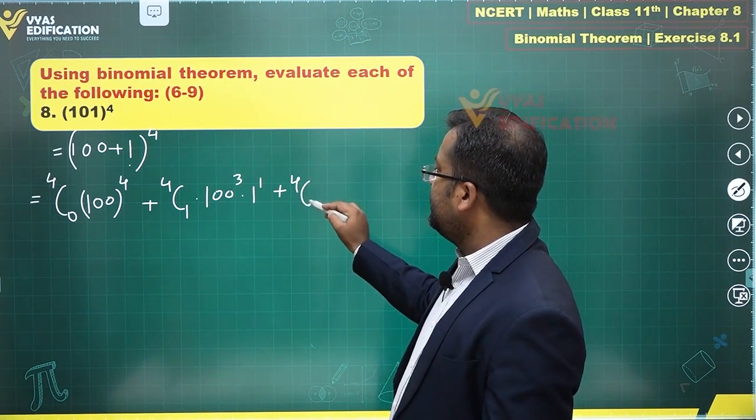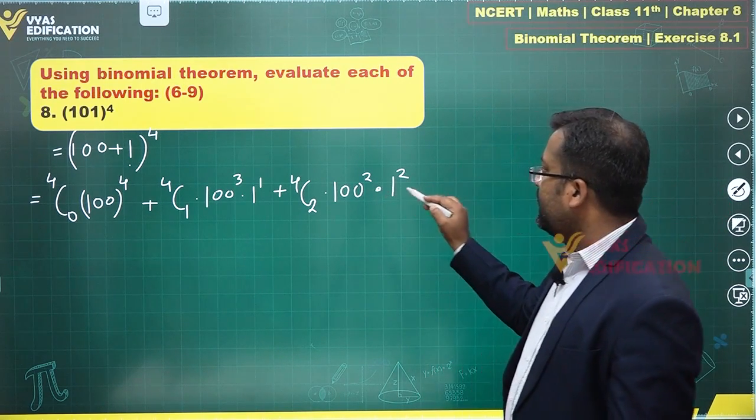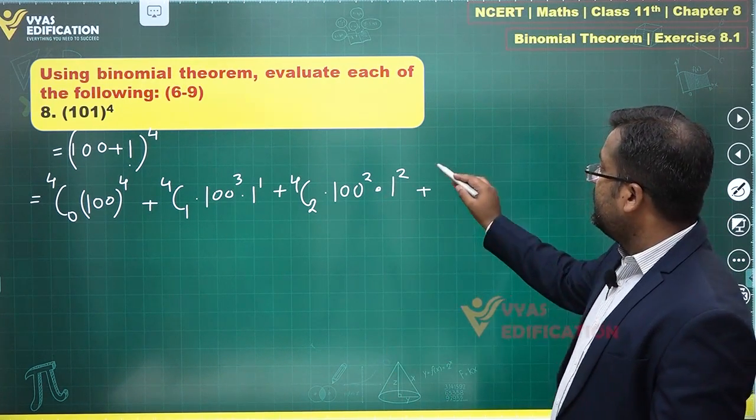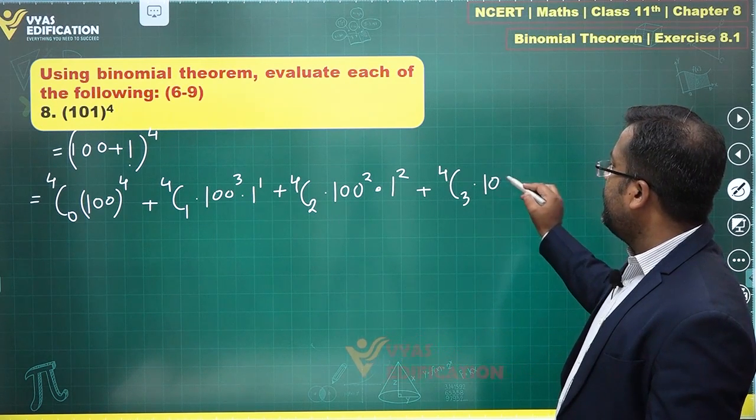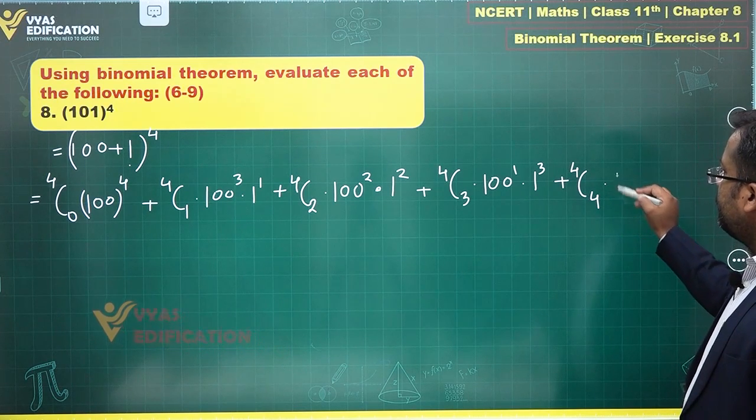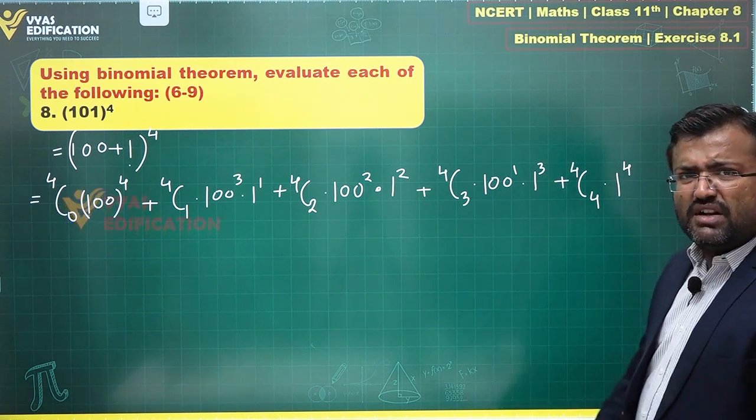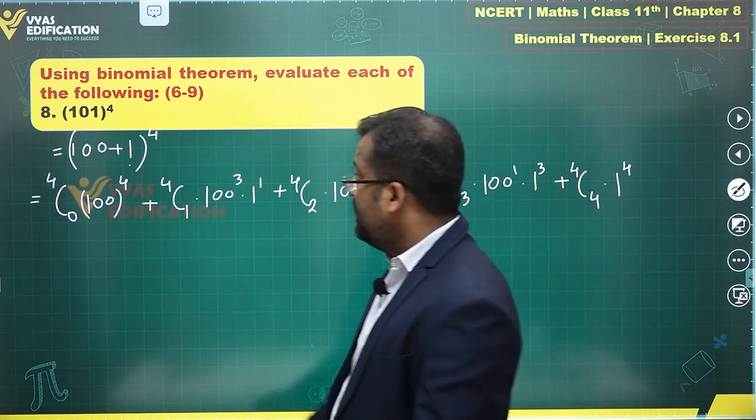Plus, 4C2 times 100 power 2. 1 power 2 is what I get. Plus, the next term, 4C3. We'll have 100 power 1 times 1 power 3. 4C4, for 4C4 you'll have 100 power 0 and 1 power 4. It's pretty simple, right? Not at all difficult.